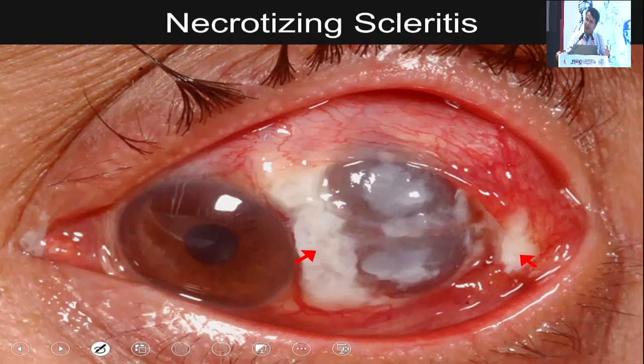scleritis. I'm the only speaker left, so this is my course, so please don't keep buzzing. At the end of the time, I'll finish.